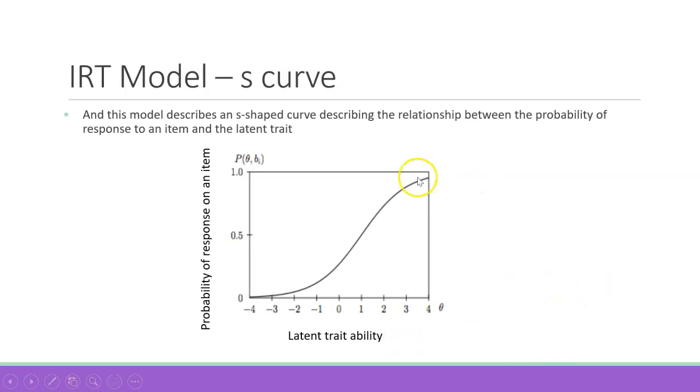We can see that the curve never touches 0 or 1, but it's going to get really, really close. So it's a lot like a normal curve in that manner. But what it's doing is describing the probability of a response on an item based on your latent trait ability. So if we were talking about your knowledge on the math test that we're giving, or your endorsement of stats anxiety, that would be that latent trait ability. And what is your probability of response on an item based on that?